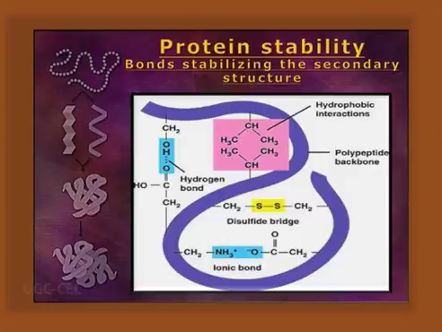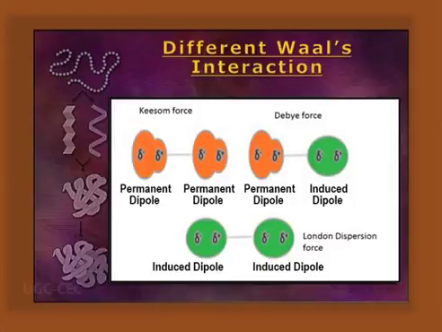As well as we can find various types of van der Waals interactions, that is permanent or induced dipole. If the dipoles are permanent, the force is called Keesom force. If a permanent dipole induces another dipole, that is called Debye force. If both the dipoles are made by induction, that is called London dispersion force. But all these forces are involved to stabilize a protein structure.